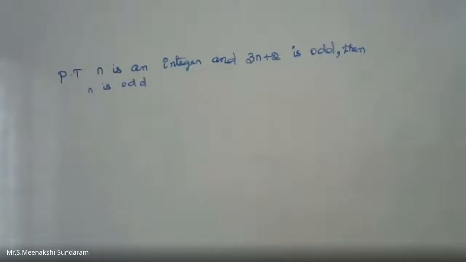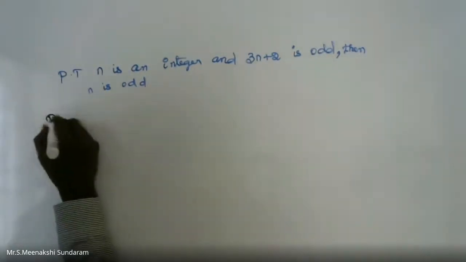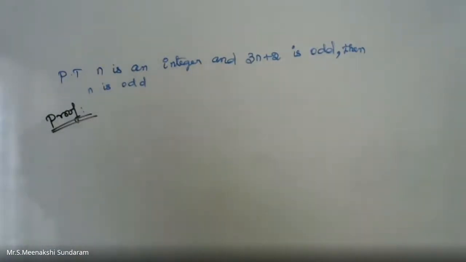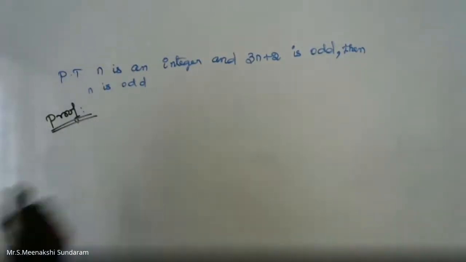Okay, this is the problem. Prove that if n is an integer and 3n plus 2 is odd, then n is odd. That we need to show now. Okay, how to prove this one? Write down the proof. I like to take this first.